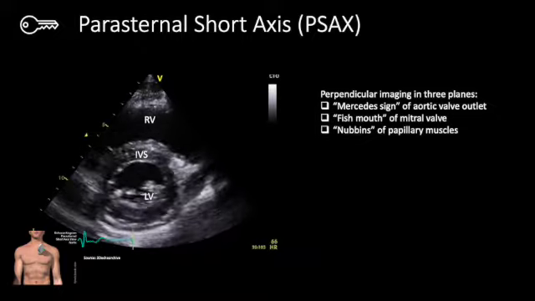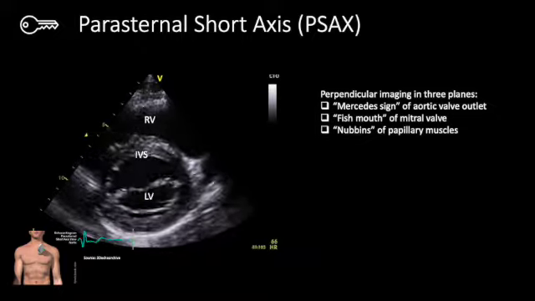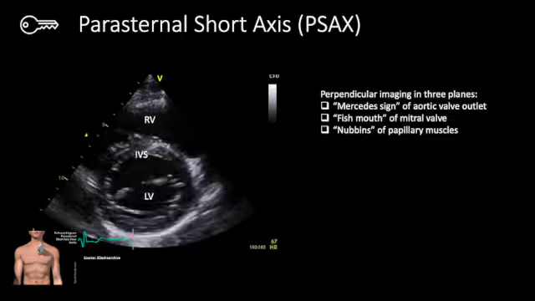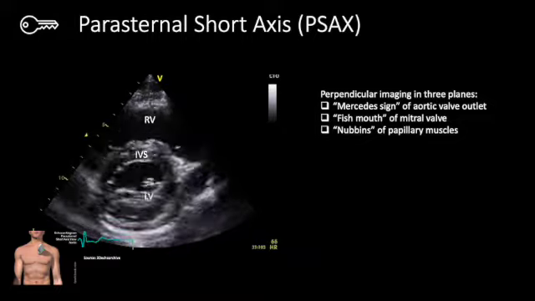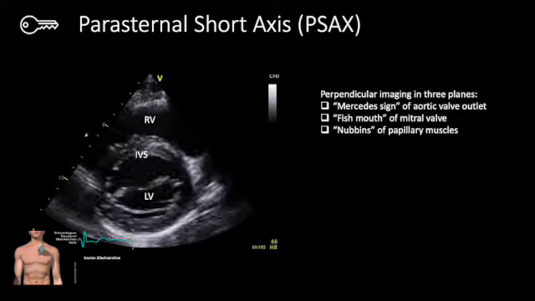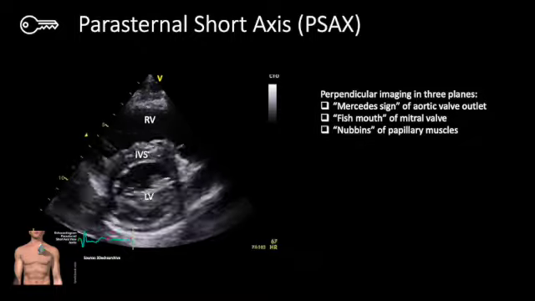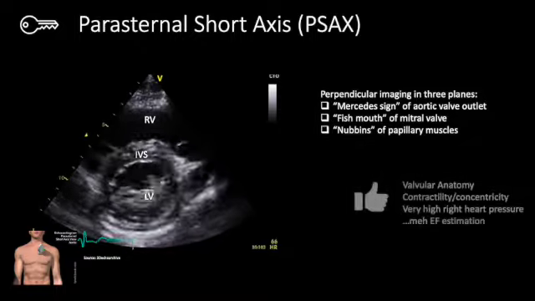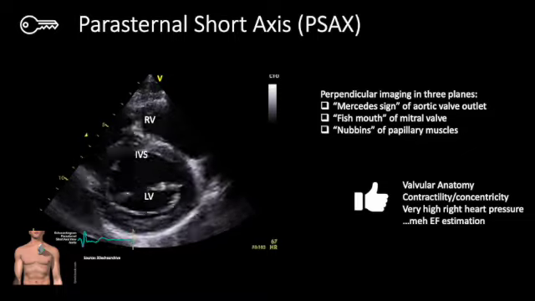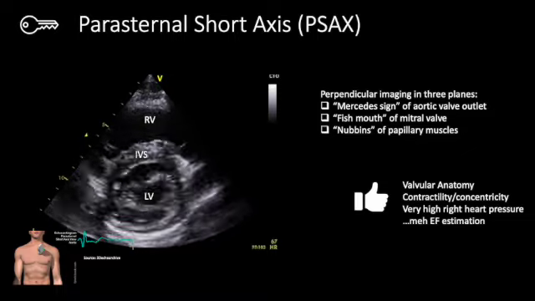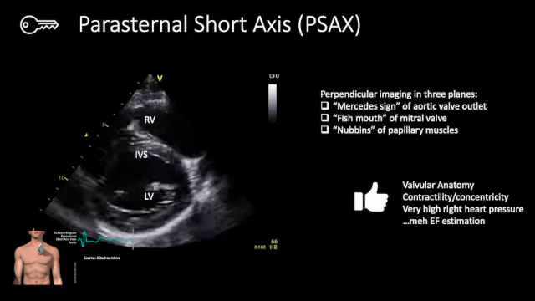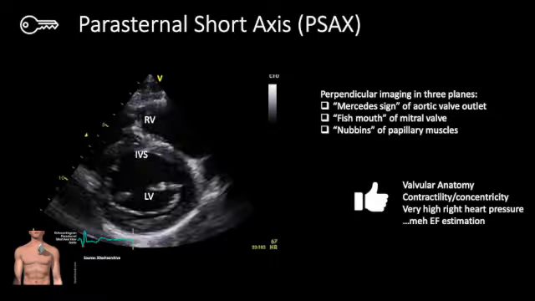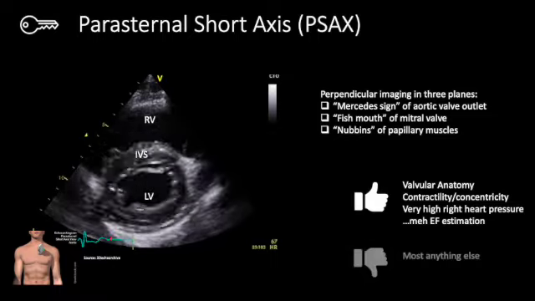So once again, just to review, the complete parasternal short axis view, when indicated, should be conducted in multiple slices or planes. So this would include the Mercedes-Benz sign of the aortic valve, the fish mouth of the mitral valve, and the little nubbins of the papillary muscles at the cardiac apex. The parasternal short axis view gives us the best view of valvular anatomy and can help determine if the myocardium is contracting concentrically and uniformly. It also gives us some clues about the health of the right heart, but we'll have to have a whole lesson devoted to those findings.